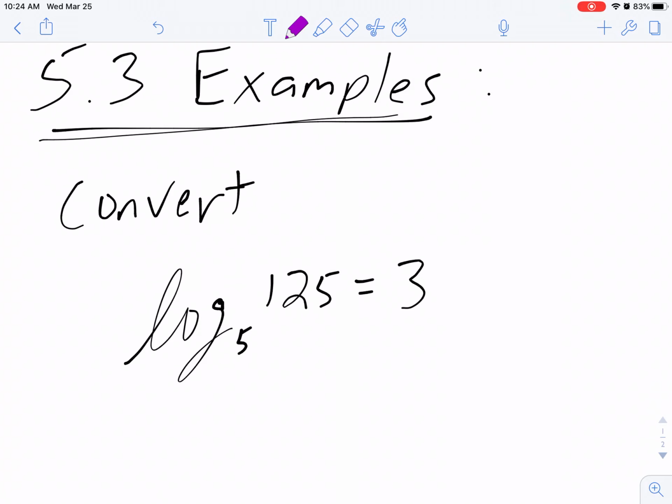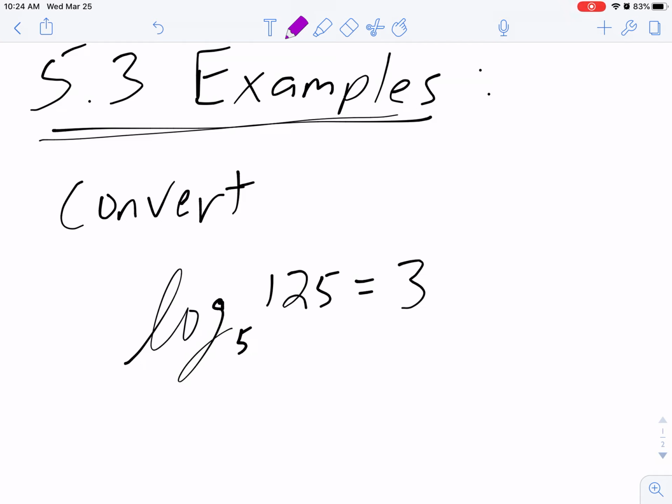Again, there are no homework problems for section 5.3, but I'm going to do 5 quick examples here just to show you some of these problems. You can certainly work through that section if you wish to. But some of the problems ask you to convert from what I call a logarithmic expression into an exponential expression. Yep, that's exactly how the book is worded. Convert to an exponential expression.